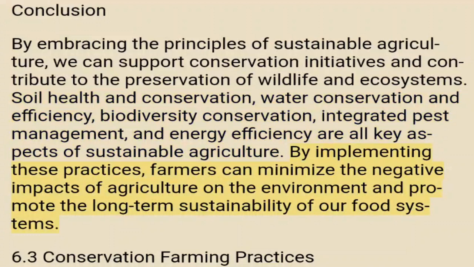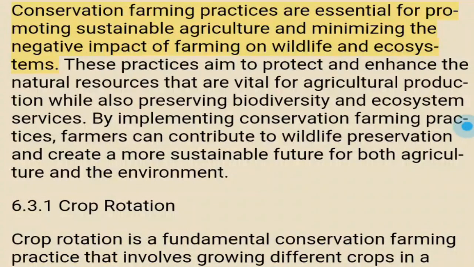6.3 Conservation Farming Practices. Conservation farming practices are essential for promoting sustainable agriculture and minimizing the negative impact of farming on wildlife and ecosystems. These practices aim to protect and enhance the natural resources that are vital for agricultural production while also preserving biodiversity and ecosystem services. By implementing conservation farming practices, farmers can contribute to wildlife preservation and create a more sustainable future for both agriculture and the environment.